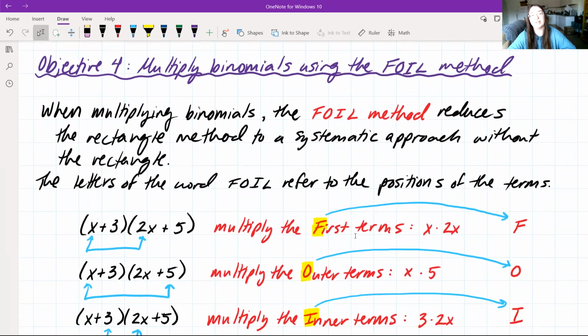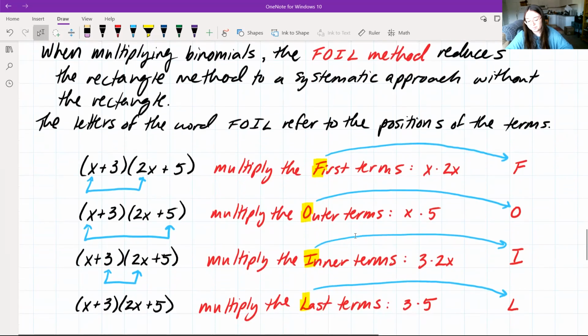Another very important method that we'll be learning is objective 4. We want to multiply binomials using the FOIL method. Binomials are polynomials with two terms. The FOIL method reduces the rectangle method to a systematic approach without the rectangle. So the FOIL method is going to allow us to do almost the same thing as the rectangle method, except we don't have to actually draw a rectangle. The letters of the word FOIL refer to the positions of the terms.